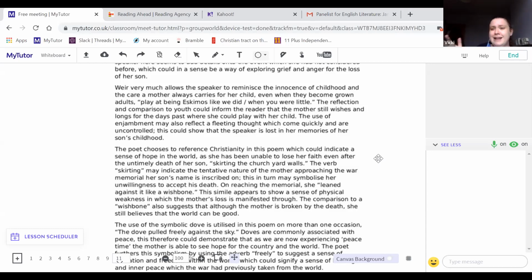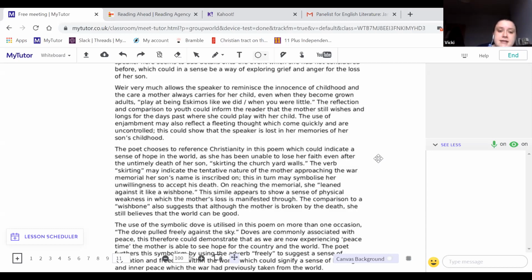So I'm getting a little bit of structure in there as well, just showing that I'm not a one-trick pony and only talk about language devices. The poet chooses to reference Christianity in this poem, which could indicate a sense of hope in the world, as she has been unable to lose her faith even after the untimely death of her son, skirting the churchyard walls. So I think it's always something that blows me away when someone's had something so awful like this happen to them and they haven't lost their faith. I find that absolutely amazing. So there must be that sense of hope in them.